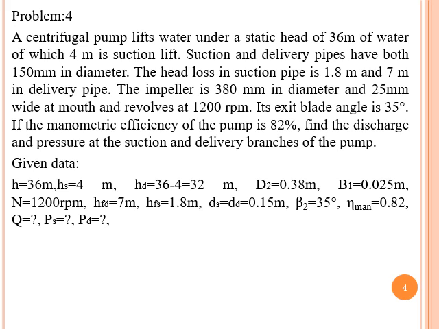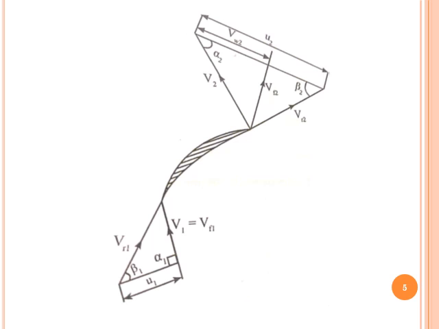So now find out what is the discharge Q, the pressure at the suction pipe P of S, and the pressure at the delivery pipe of the centrifugal pump, that is P of D. So this is the velocity triangle for the centrifugal pump at inlet as well as exit.